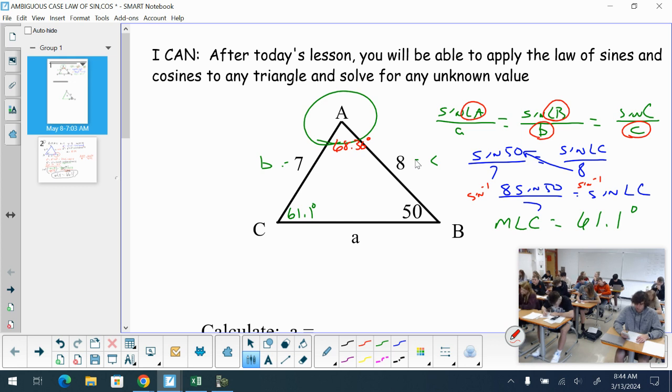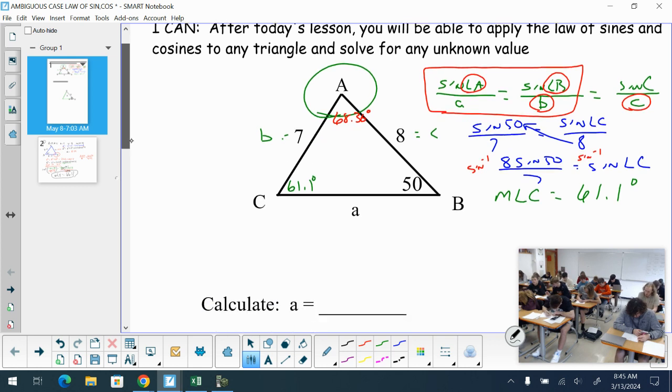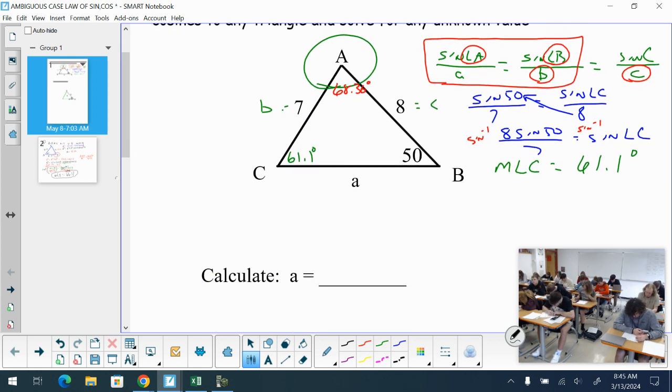I can now solve using these 2 ratios and that proportion. I can solve for little a. Go ahead and substitute in for angle A, angle B, little b, solve for little a. And once again, check your answer with somebody around you.